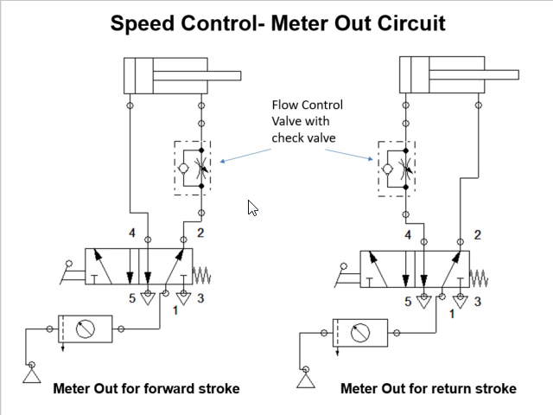Now apart from these two, one more type of speed control circuit is called a bleed off circuit. In a bleed off circuit, one line is bypassed from the actuator which is connected to the tank, and the fluid is bypassed through that line to the tank, and the flow control valve is placed in that line.